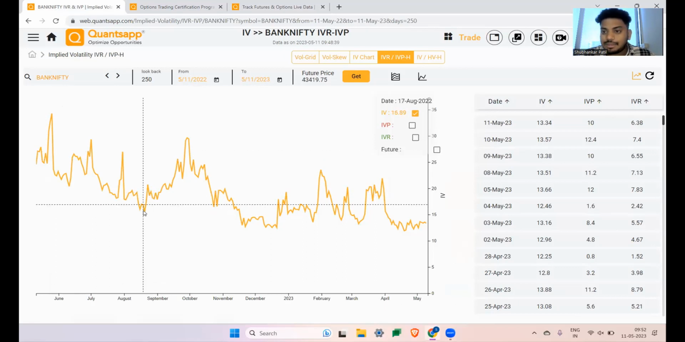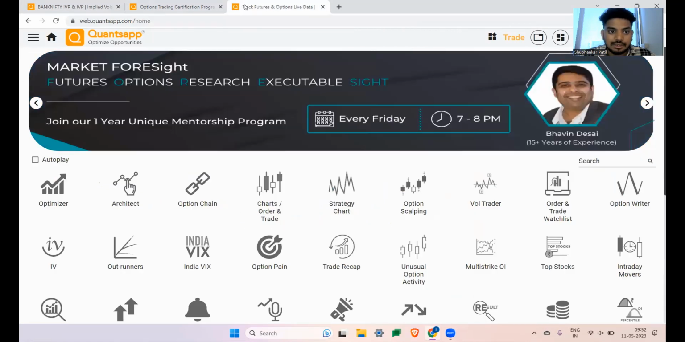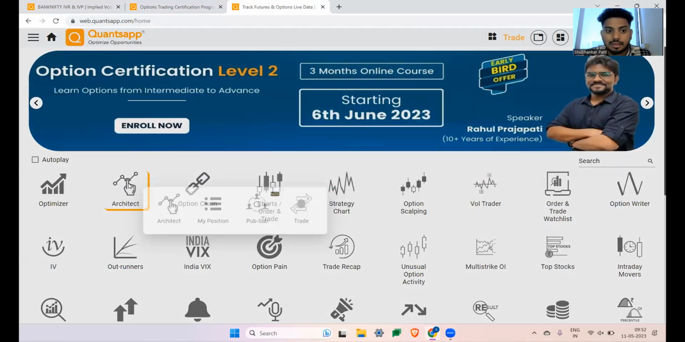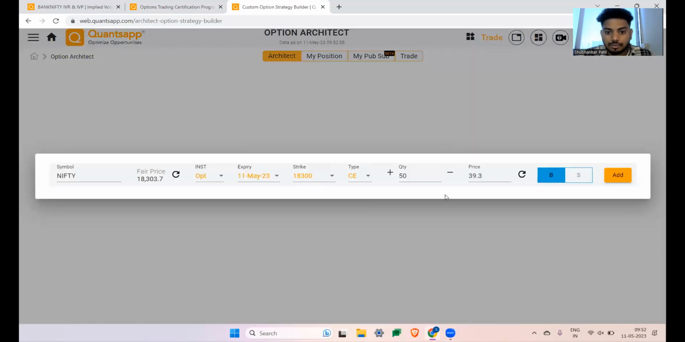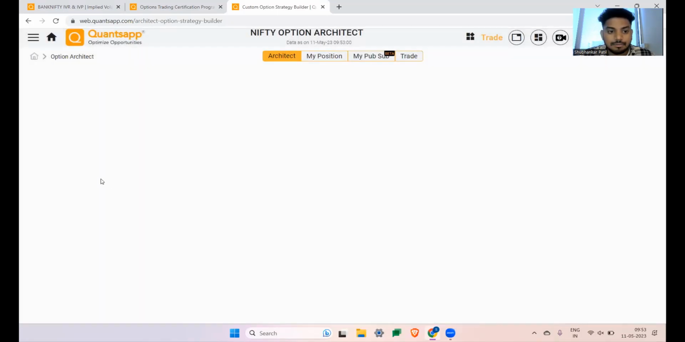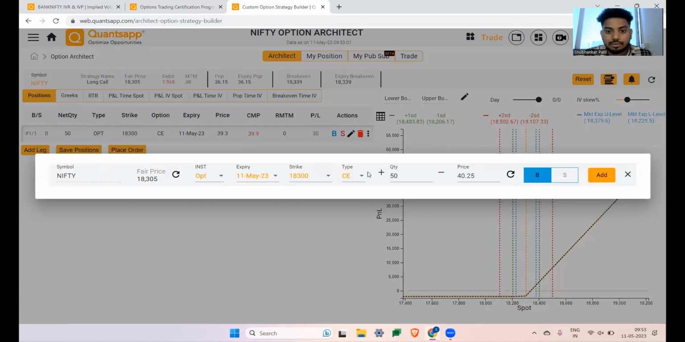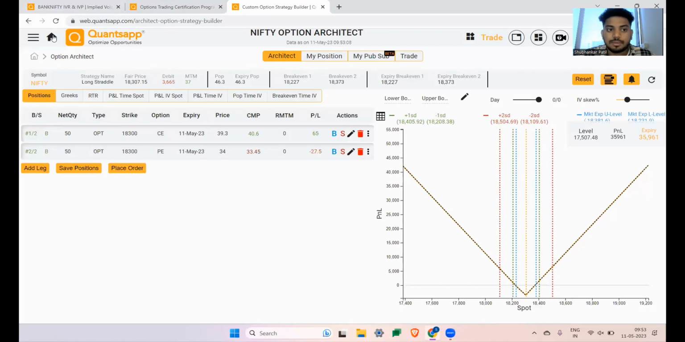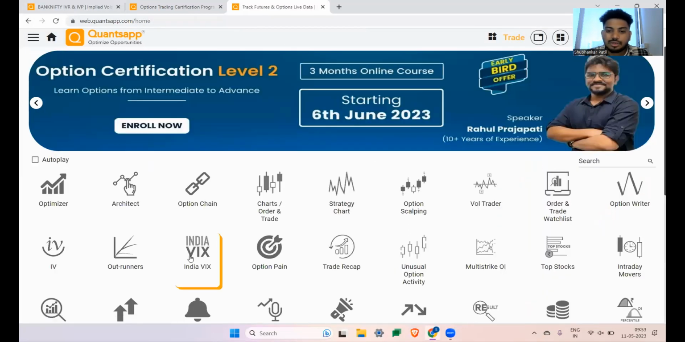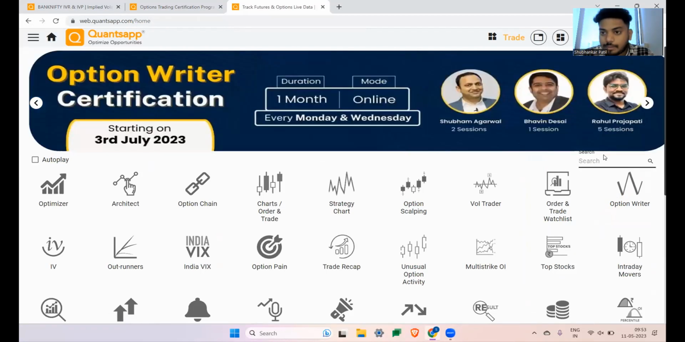Now, coming to when the IVs are at the bottom, you can simply create a strategy such as long straddles and strangles, which will eventually pay you off when the IVs in the market go up. So what is a long straddle? You buy an ATM call option and you buy an ATM put option too. And if the IVs in the market go up, it will benefit you. That is how simple a long straddle or strangle is. The only thing is, be cautious about the theta that you are paying into the market when you are doing long strategies.